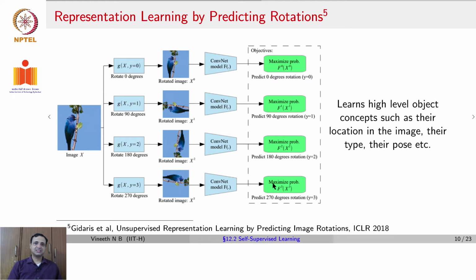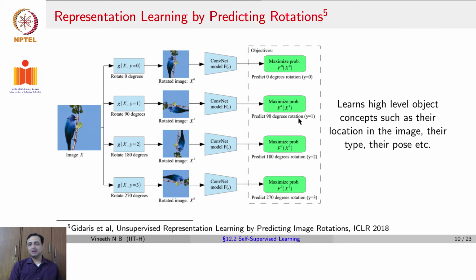Another popular self-supervised pretext task is predicting rotations. Given an image, multiple rotations of the image are performed. You can see here, this is the unrotated image. This is rotated by 90 degrees, rotated by 180 degrees, 270 degrees, so on and so forth. And the same CNN model in all of these cases is used to predict the rotation angle.